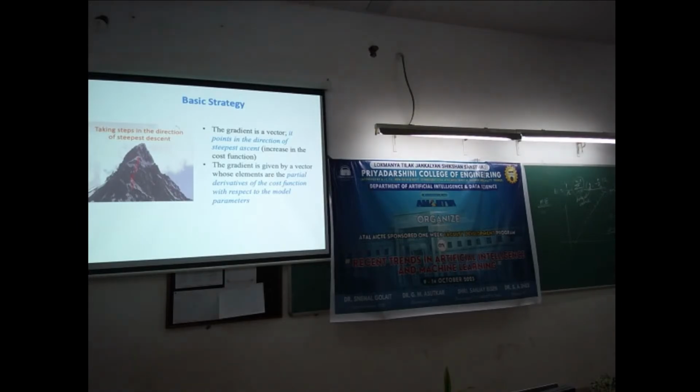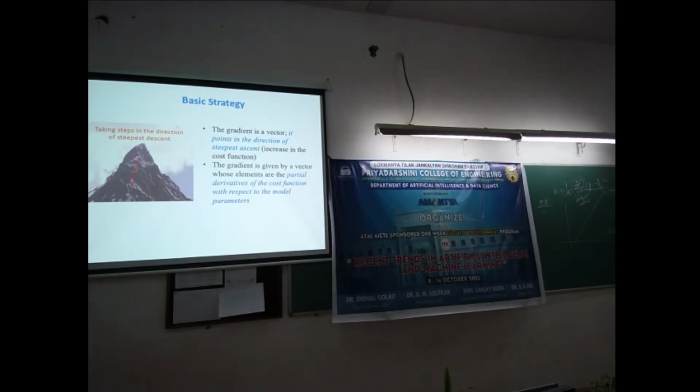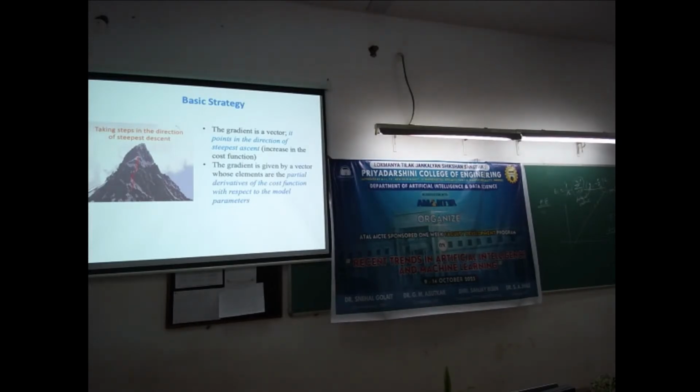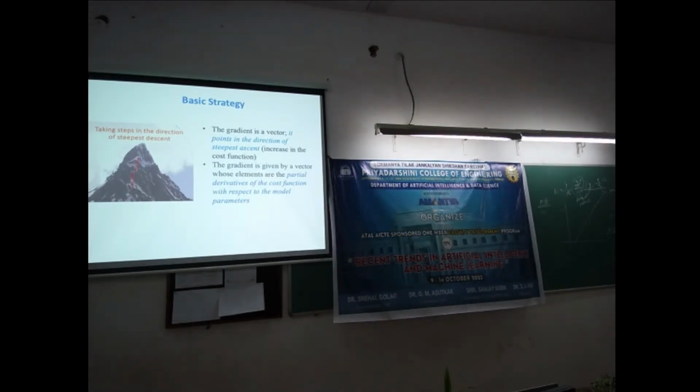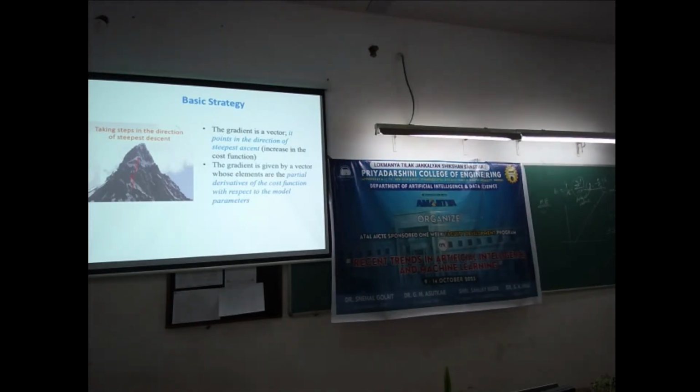The gradient is a vector that points in the direction of steepest ascent, but you want to go in the direction of steepest descent. That means you have to go in the negative direction of the gradient, because the gradient points upward and you want to go downward. So that's why you take the negative of the gradient. The gradient is given by a vector whose elements are the partial derivatives of the cost function with respect to the model parameters.